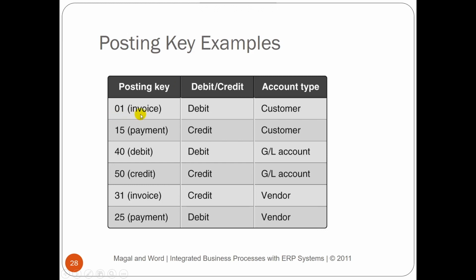Posting key 01, invoice, is classified in the account type as customer, so it is classified as a debit. The posting key 15 is a payment or credit, its account type is customer. Posting key 31, invoice, credit, is account type for the vendor.